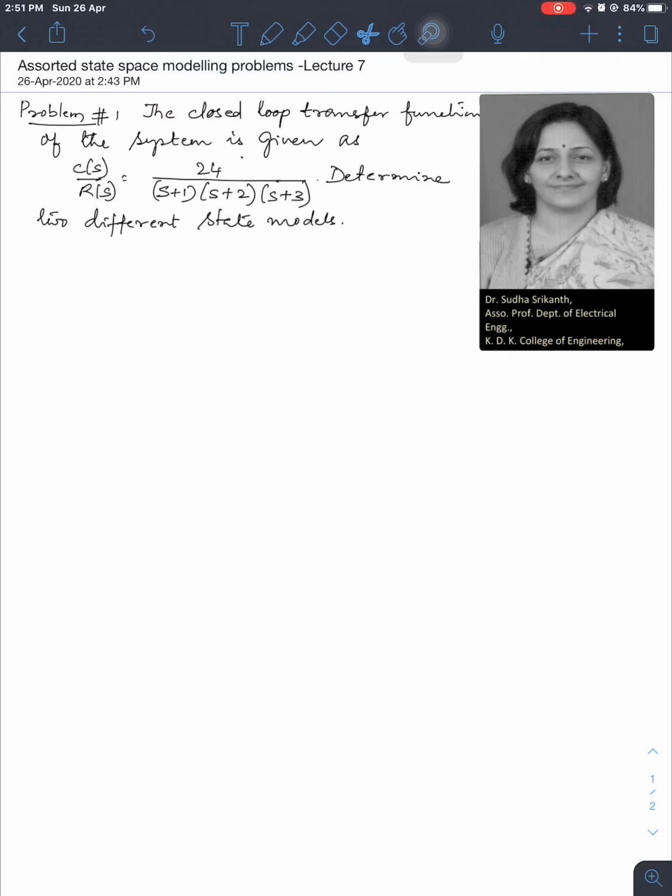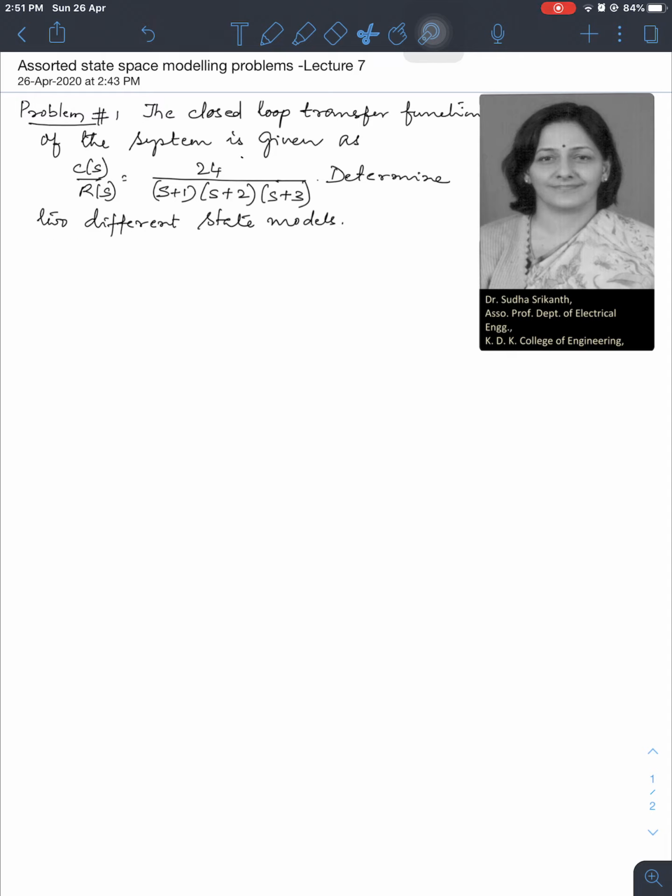Hello everyone. Let us try to take some assorted problems on state modeling. Let's look at this problem that we have before us. The closed loop transfer function of a system is given by C(s)/R(s) = 24 / ((s+1)(s+2)(s+3)). Determine two different state models.